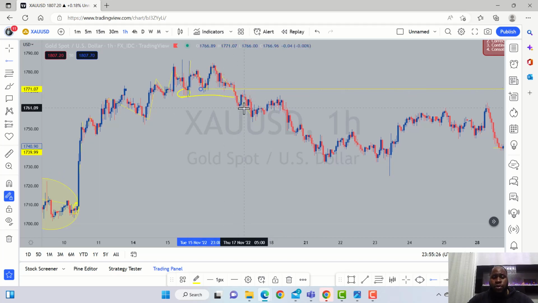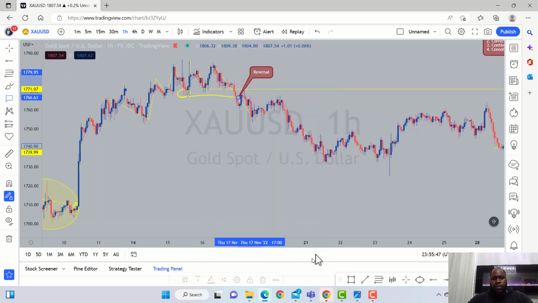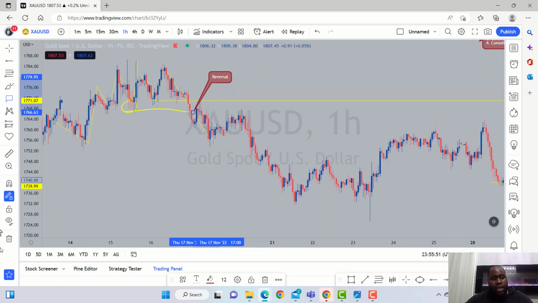We broke through, and because it broke the trend, we consider this spot over here a reversal. So this is a reversal, and then the trend reverses. You're doing the same thing, now on the opposite side.